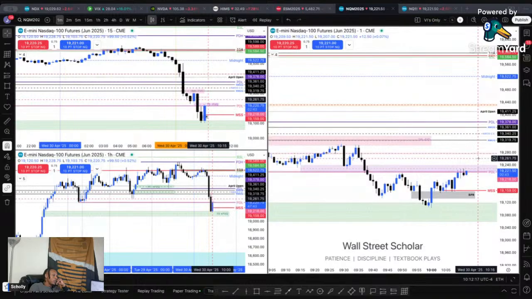NQ the only one that shifted on the 5 too. YM and ES lagging on that shift.